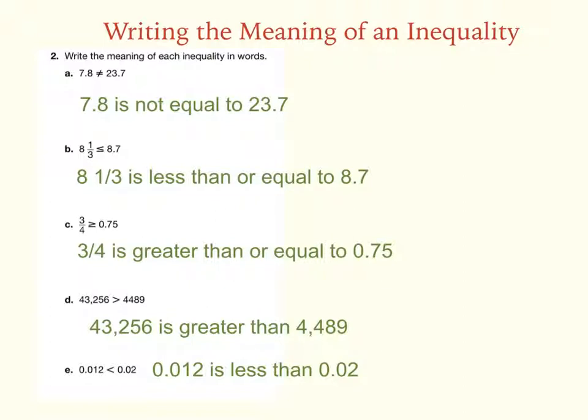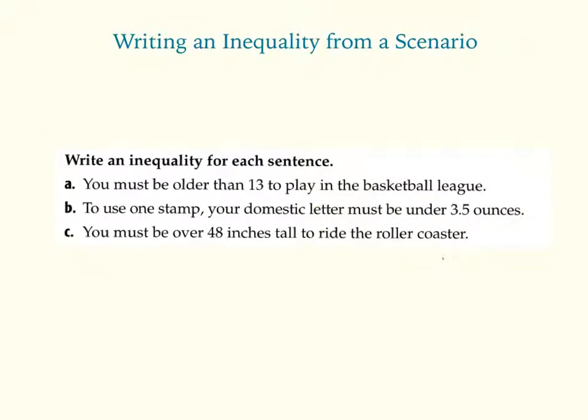Now check your answers and see how you did. If you missed any, write them down in the question section of your notes. Now let's look at some real-world examples of the use of inequalities. So as I'm reading the sentence, I'm going to underline important keywords that help me determine which symbol to use. So on A, it says you must be older than 13 to play in the basketball league.